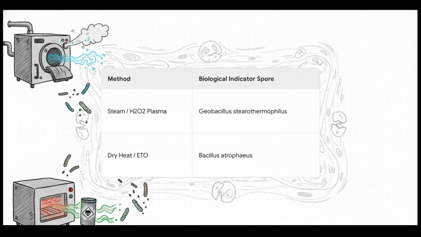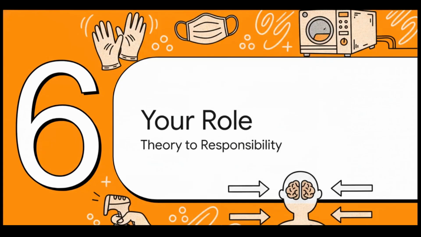And this slide right here, this is pure exam gold. You absolutely have to know this. You have to match the right spore to the right sterilization method. For the hot and wet methods like steam autoclaves and hydrogen peroxide plasma, we use Geobacillus stearothermophilus. For the dry and gassy methods like dry heat and ETO, we use Bacillus atrophaeus. If you run a cycle and these super tough spores are dead, you know for a fact that your load is sterile.